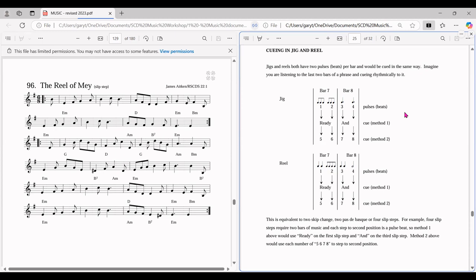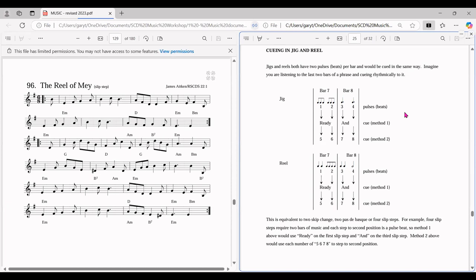We could count them as 5, 6, 7, 8, which I use to cue in when I have multiple musicians most of the time. We pre-agreed today to use "ready and" because it'd be more time efficient. But if we think of 5, 6, 7, 8, the 5 is the ready, the 7 is the "and." So you have pauses between the two and a pause before it starts. 5, 6, 7, on 8 comes the lead-in.